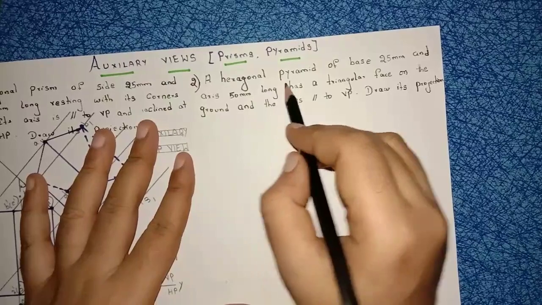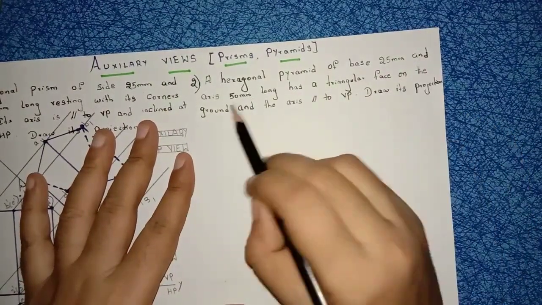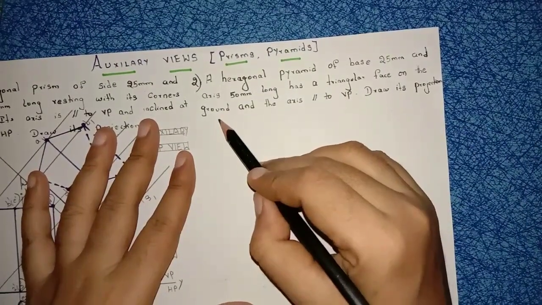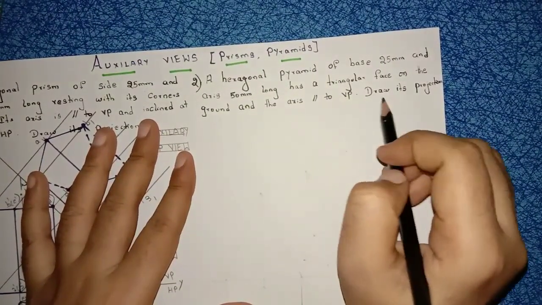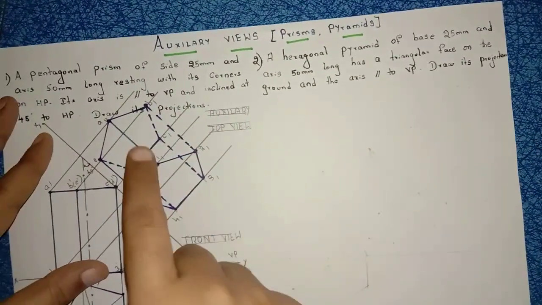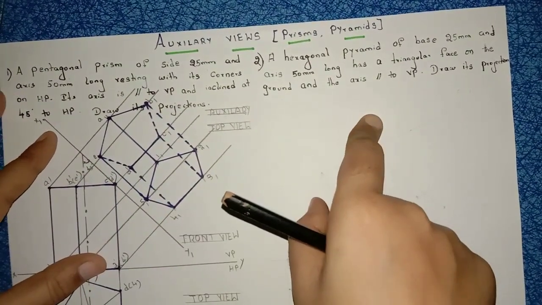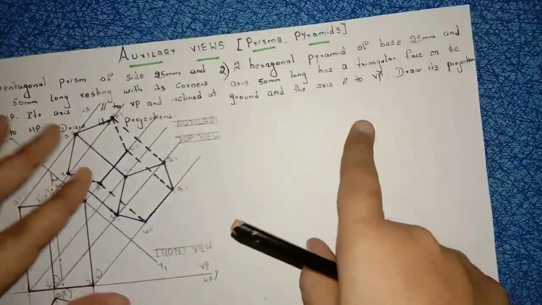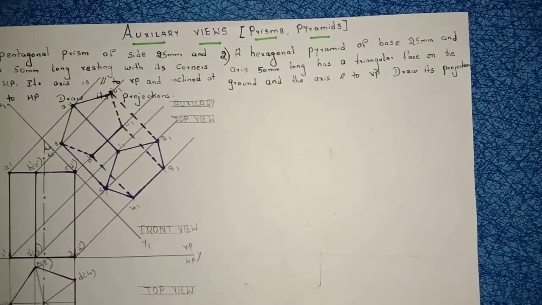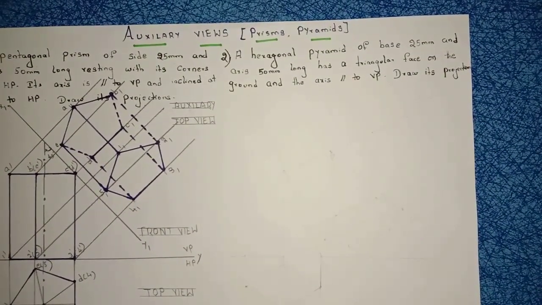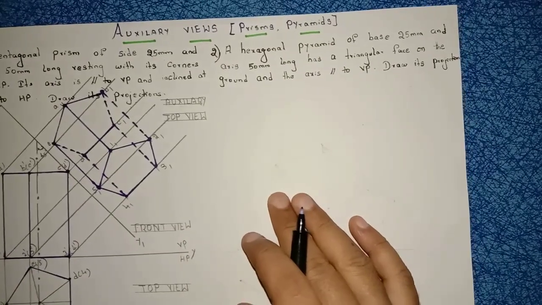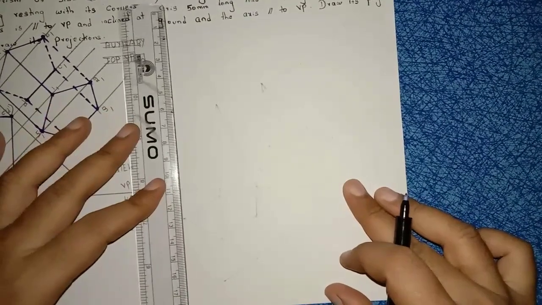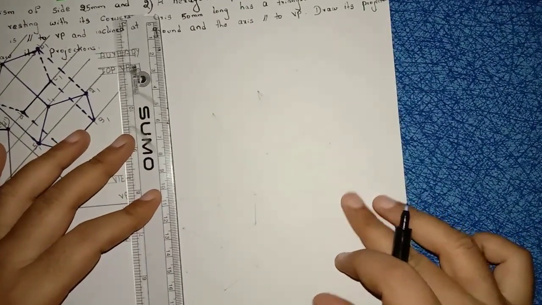A hexagonal pyramid of base 25 mm and axis 50 mm long has a triangular face on the ground and the axis is parallel to VP. Draw its projections. See, this is a prism and this is a pyramid, and in the earlier question they mentioned the angle 45 degrees to HP, but in this question they mention the condition that the triangular face is on the ground. Right, so first let us construct the hexagon on the ground. Right, so the angle for the hexagon is 120 degrees.